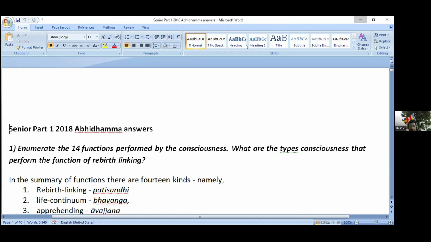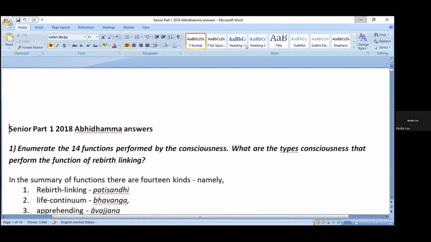Okay, Pati Sandi, Bhavanga, Cuti, then Avajjana. Then Cakkhu Vinnana, Sota Vinnana, Ghana Vinnana, Jivha Vinnana, Kaya Vinnana. Then we got the Sampaticchana, Santirana, Votthapana, Javana, and Tadarammana. So that is the 14.